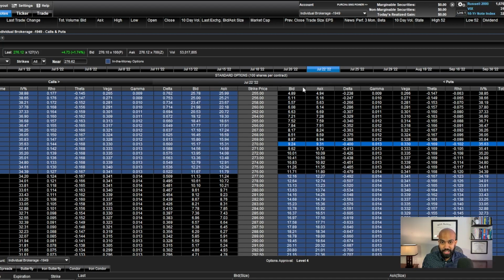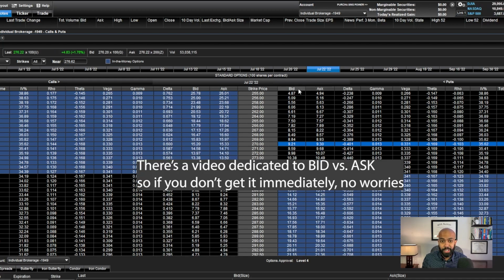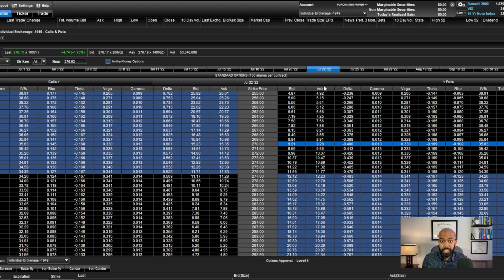And there are these two columns right here. One is the bid, one is the ask. This is very important because if you want to sell an option, you would look at the bid column. If you want to buy an option, you would look at the ask column. So again, if you want to sell an option, you use the bid. To buy, you use ask.